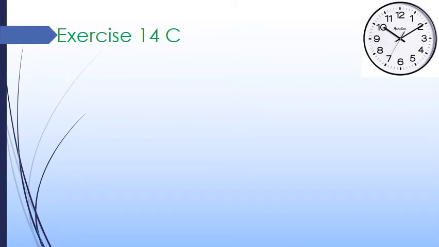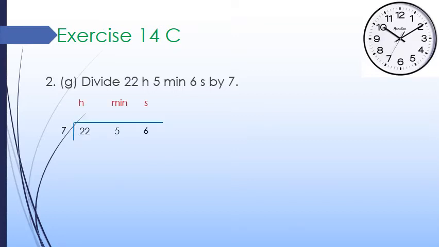Now children, let's come to the second question of this exercise. We will do the G part of second question. It is divide 22 hour 5 minutes 6 seconds by 7. So let us see how we will do this. We will write hour in the hour column, minutes in the minute column and seconds in the second column, and we will do the division of hour, minutes, seconds separately.